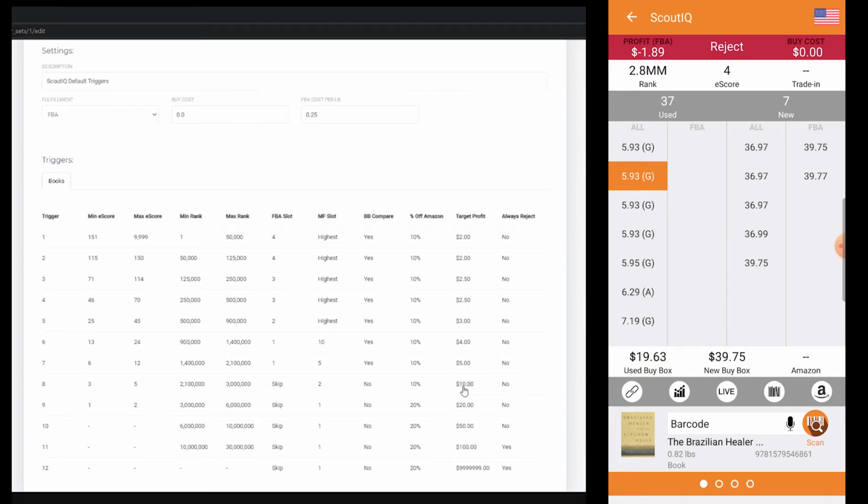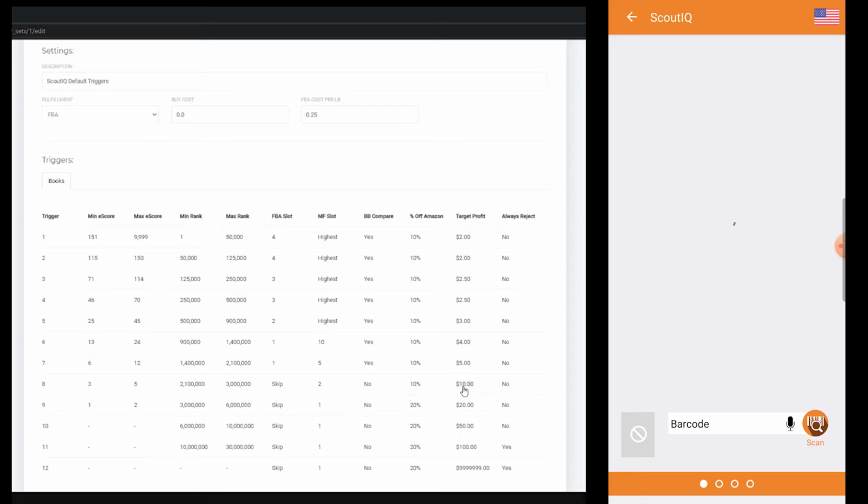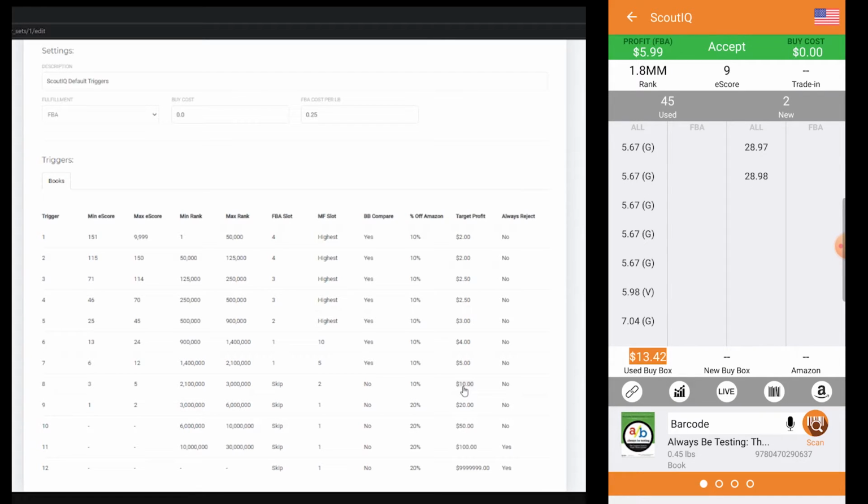Let's scan another book and see how it works. Alright, here is another book. It says accept, $5.99 profit, E-score of 9. So let's take a look at this. E-score of 9 is in between 6 and 12, so trigger 7 went off, skipped over rank.